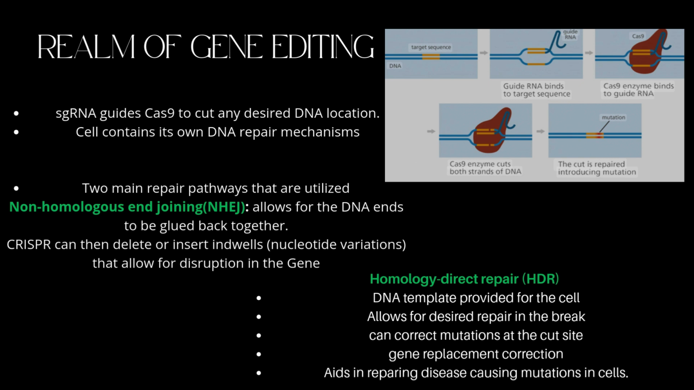One is non-homologous end joining, which allows the DNA ends to be glued back together. CRISPR can then delete or insert indels, which are nucleotide variations that allow for disruption in the gene. So think of it as a middle section being cut out and the ends glued back together. Now the more common one is homology-directed repair. This is the idea that a DNA template is provided for the cell, so it already has a whole set of instructions. This allows for the desired repair in the break. So once Cas9 cuts it, it can correct a mutation by inserting whatever it wants to repair it.